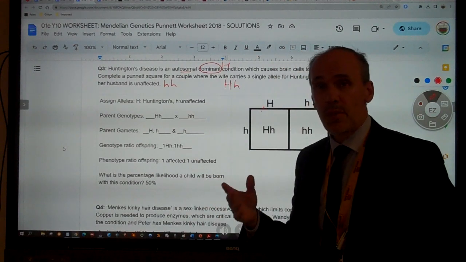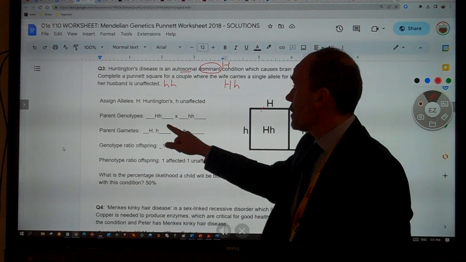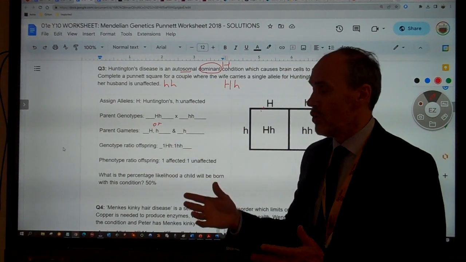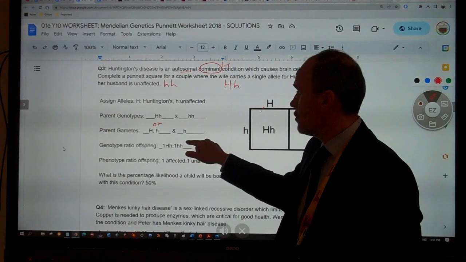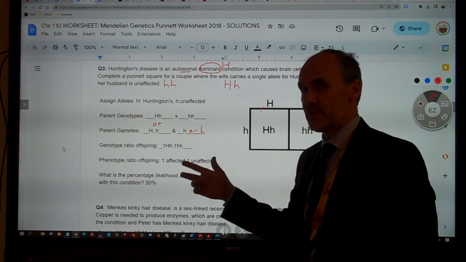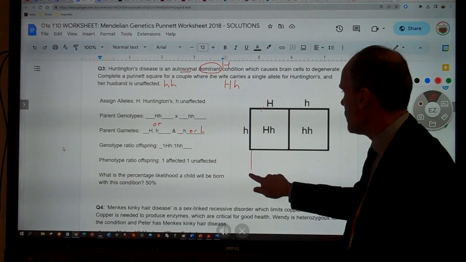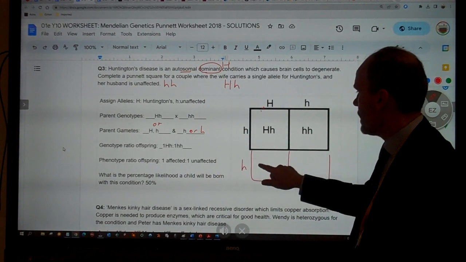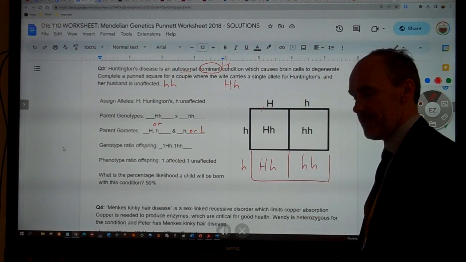What can each parent pass on as sex cells, as gametes? The mother could be big H or little h, one or the other. The father can only pass on little h. Now you could just do one, or you could say little h or little h, same thing. And then you draw your Punnett square. Now if you want to do the full Punnett square, feel free. And you can put the father in there and it comes out exactly the same way.